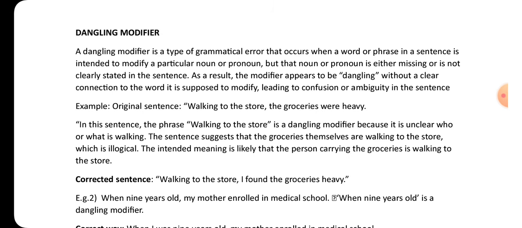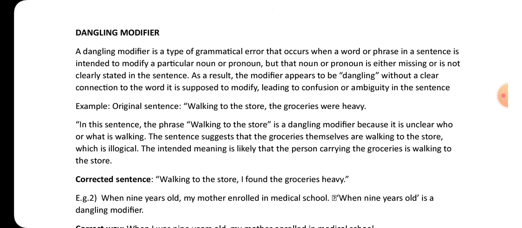So here you could see that there was an intended word, a modifier to a particular noun or pronoun, which at the end of the day is missing. So there was supposed to be either a pronoun or a noun in the sentence, but it is missing, and the sentence structure still continues. So here you identify an error called dangling modifier, because the sentence construction is nice, but there's a missing pronoun or noun here, and that is what is causing it.